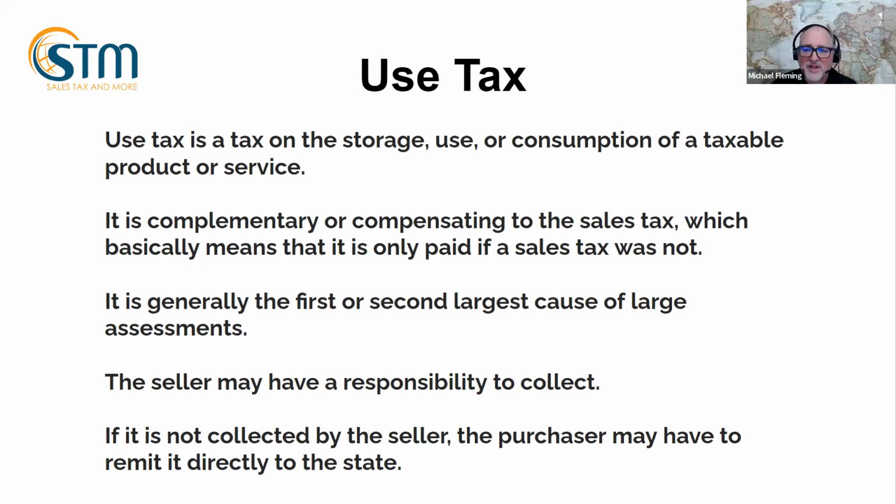It's a huge problem when it comes to audits. It's either the first or second largest cause of large assessments. The other one is exemption certificates. So if you have a responsibility to collect exemption certificates, that's usually your number one, followed closely by use tax. And if you don't have a responsibility to collect exemption certificates, then use tax is often going to be the leading cause for large assessments.